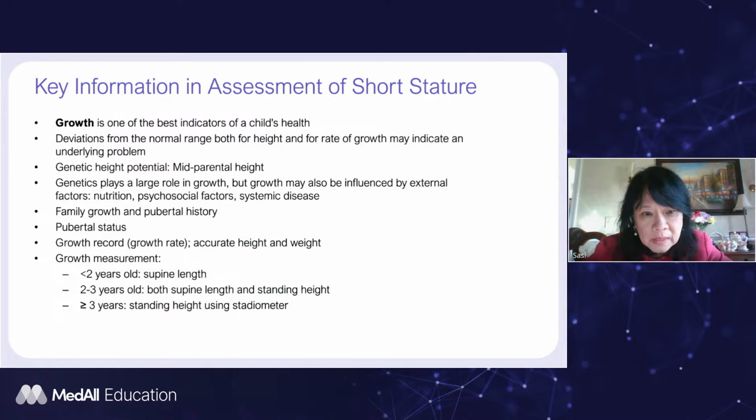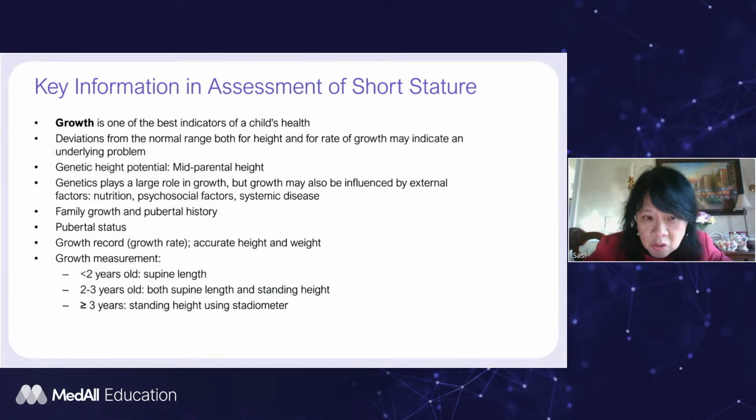Getting growth records is also important, as mentioned earlier, because we have to look at the trend of growth. Coming from a higher percentile and dropping to a lower percentile can be concerning as well. We also need to make sure that we get accurate height and weight measurements, because we can make interpretation errors if we don't have an accurate height measurement.